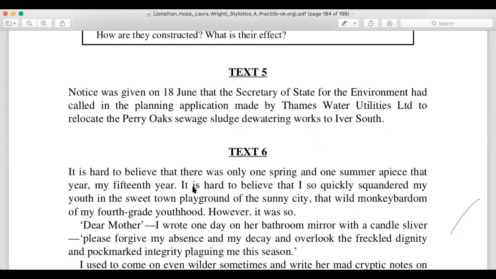Text 5. Notice was given on 18th June that the Secretary of State for the Environment had called in the planning application made by Thames Water Utilities Limited to relocate the Perry Oaks sewage sludge dewatering works to Ivor South.